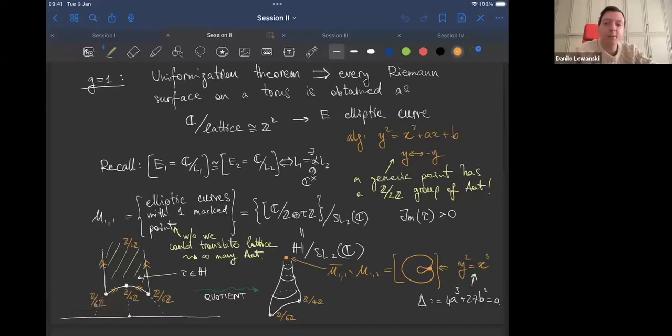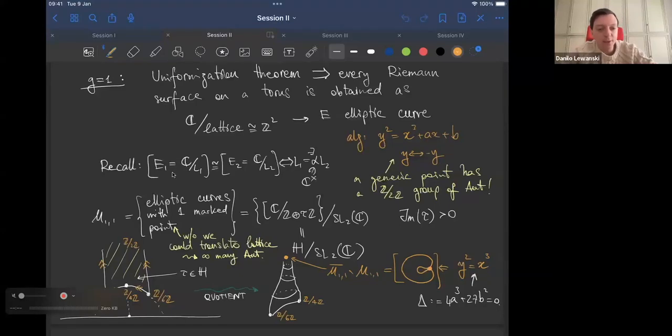So the generic point in this moduli space is what is called a gerbe, in the sense that a generic point has non-trivial automorphisms. Whereas in M_{0,n}, a generic point will have trivial automorphism group. But here that's not the case. In genus 1, it's not the case.